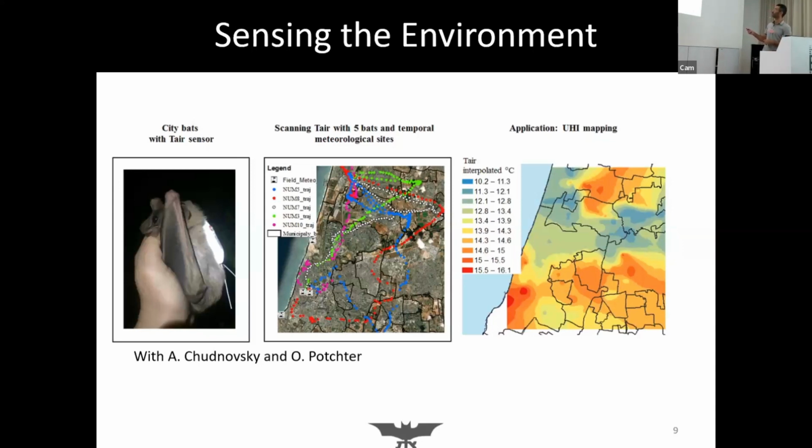The bats do it very, very quickly. You see that, for example, this area is around here. It's a park area, and you can see how the temperature drops by 3 to 4 degrees immediately once the bats, not because of the bats, but the bats can monitor this.